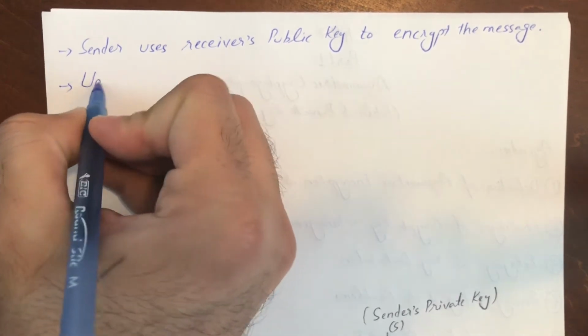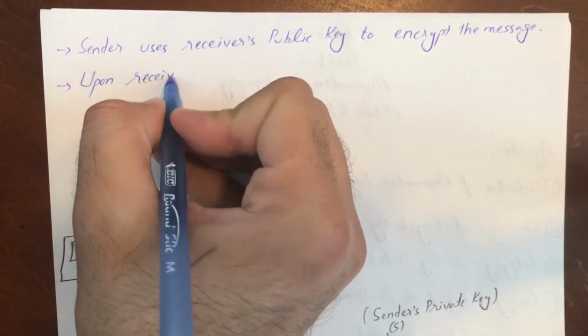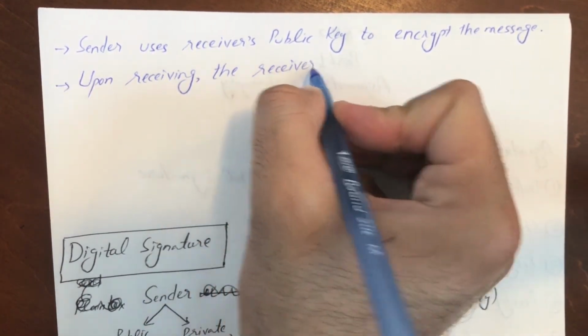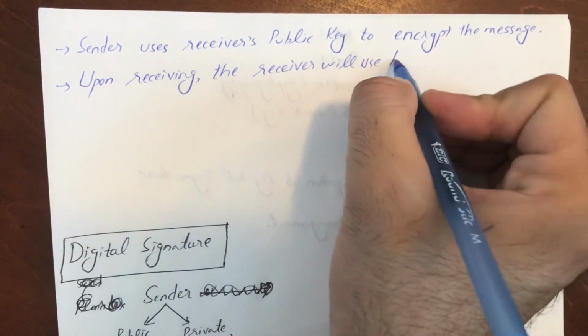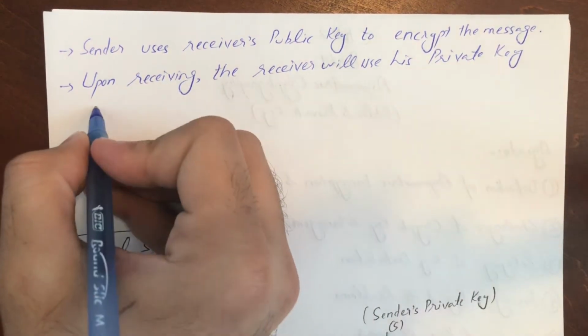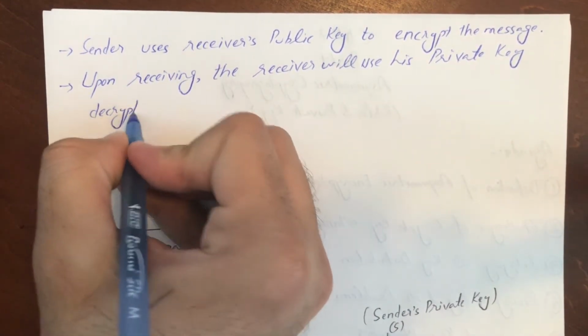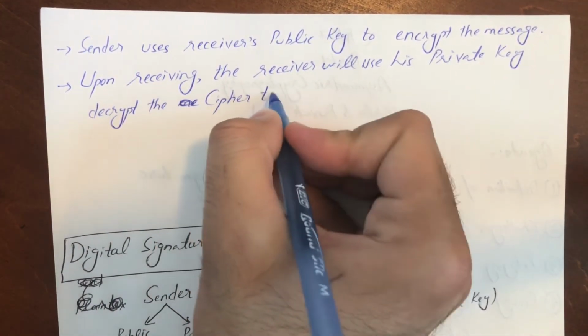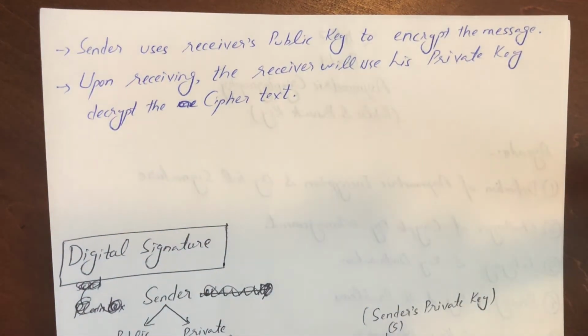Then upon receiving, the receiver will use his private key to decipher or decrypt the ciphertext to retrieve the original message back. For encryption and decryption, please remember, the sender will not use his own keys. Only the receiver's public key will be used, and the receiver will use his private key to decrypt the message.